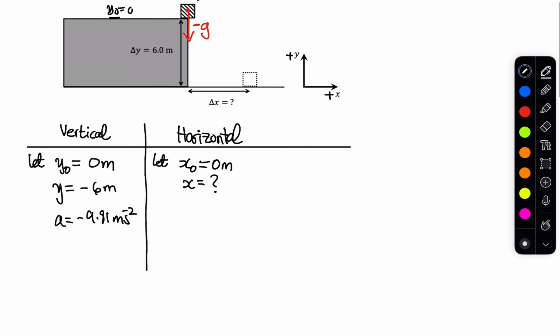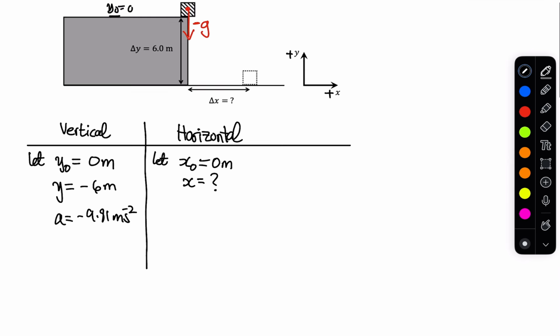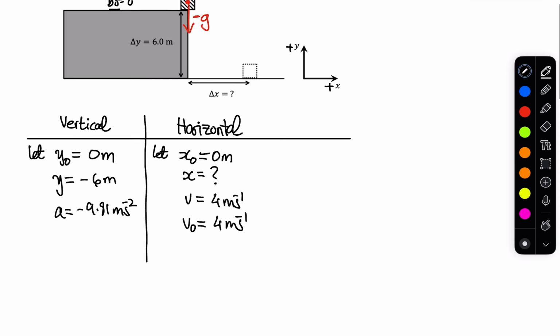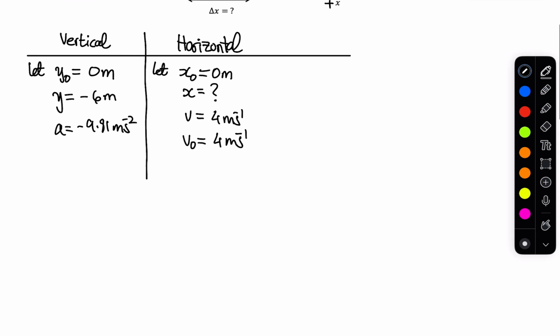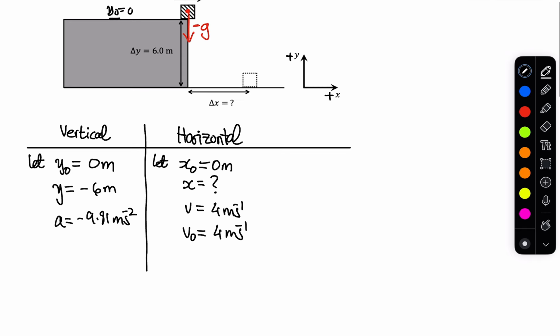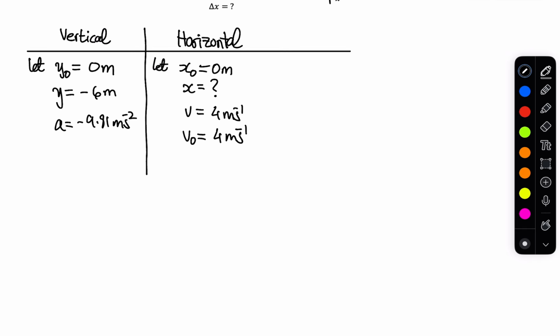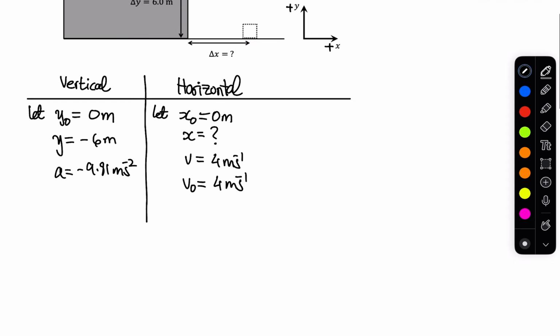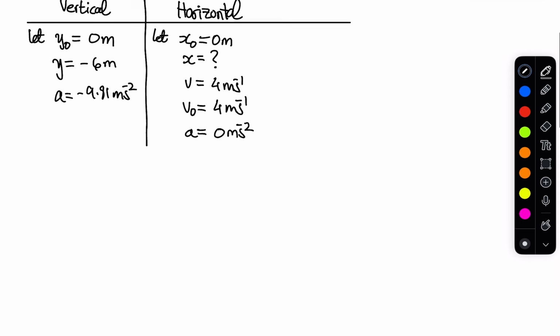What else? If you look at horizontally, we know the velocity is constant. So we know v is equal to 4 meters per second. We know the initial velocity is equal to 4 meters per second, and so is the final. And since the velocity is not changing, and acceleration is a change of velocity over change in time, we know therefore that the acceleration is 0 meters per second squared, and we know nothing else.